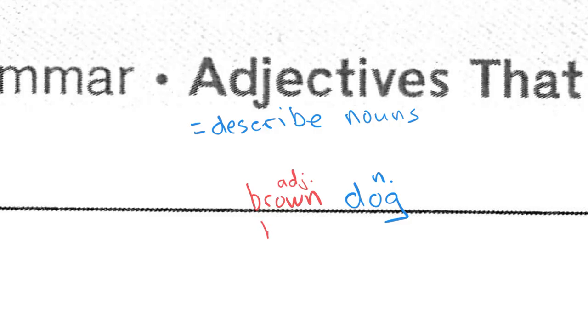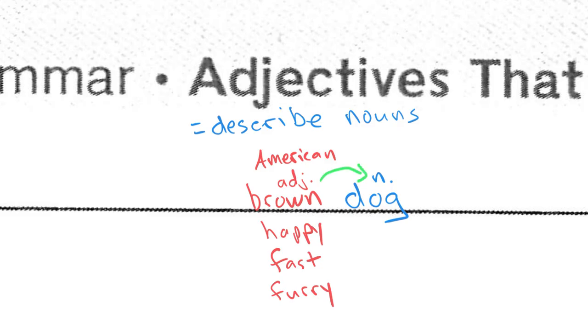Or if I said it's a happy dog, that's an adjective. Maybe it's a fast dog. Maybe it is a furry dog. Maybe it's an American dog. So if I'm using a word to describe a noun, all of these would be considered adjectives because they describe dog. So remember that as we go through here. It's really important to know that adjectives describe nouns.